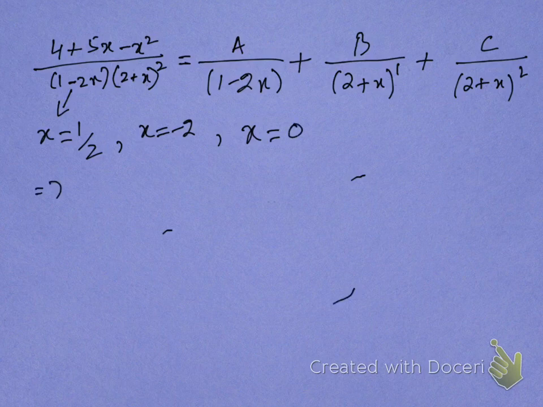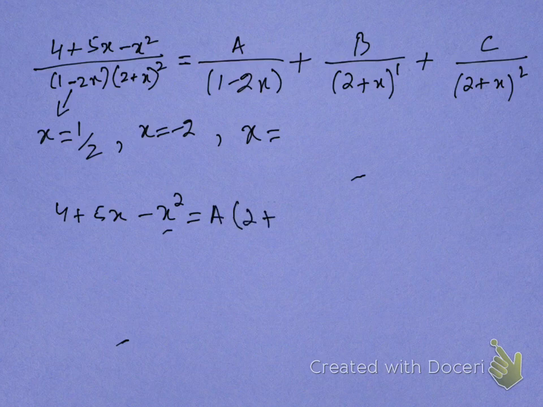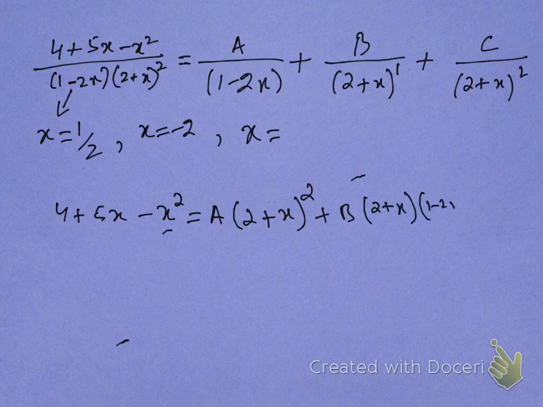So we have 4 plus 5x minus x square. On right side we have a(2 plus x) whole square, b(2 plus x)(1 minus 2x), and with c we have (1 minus 2x).